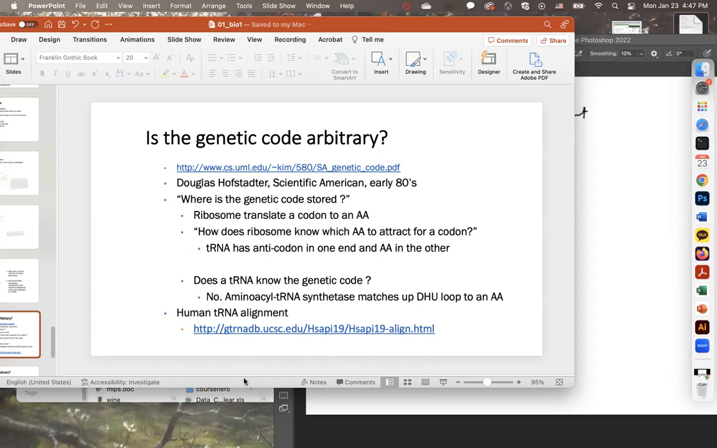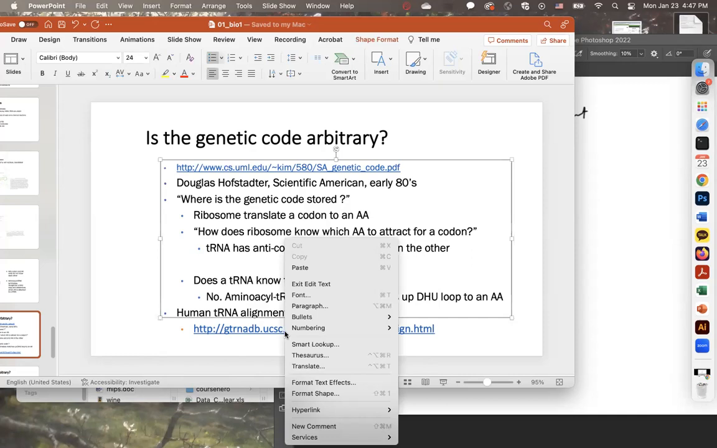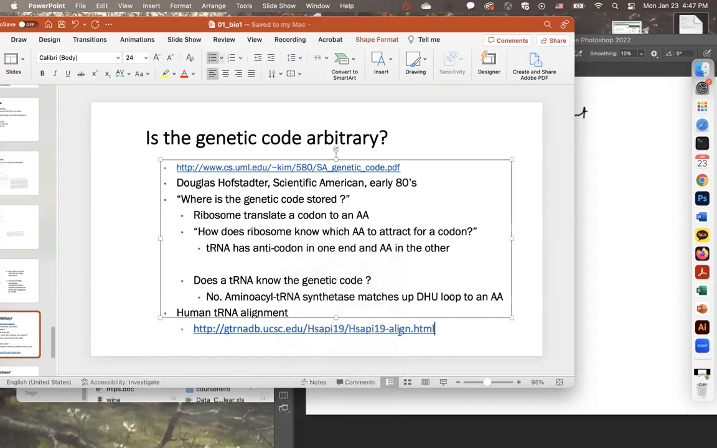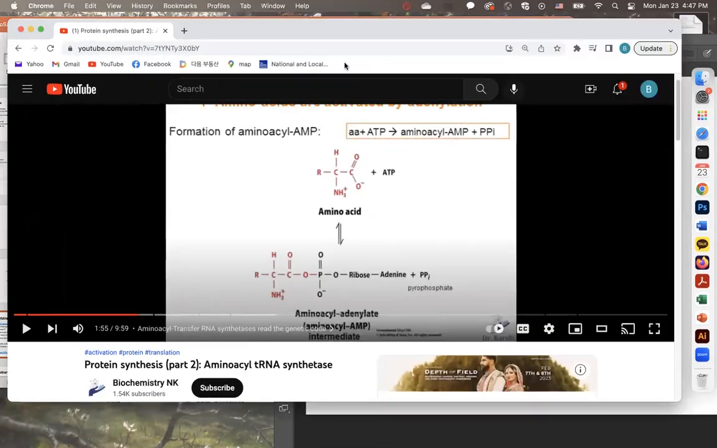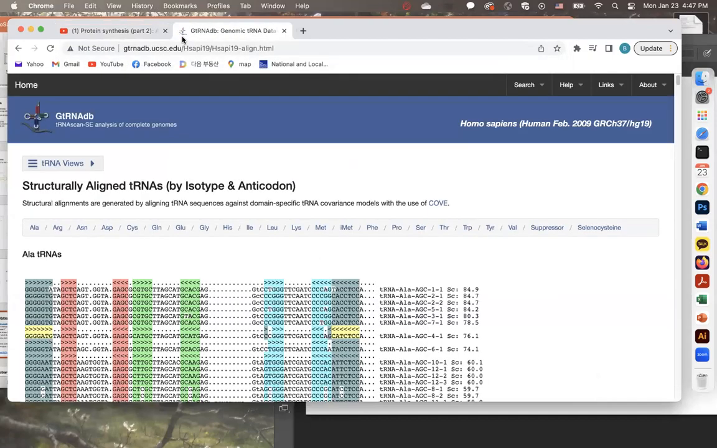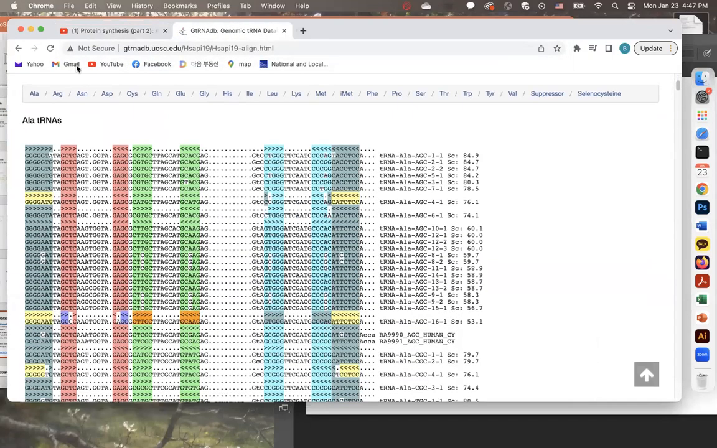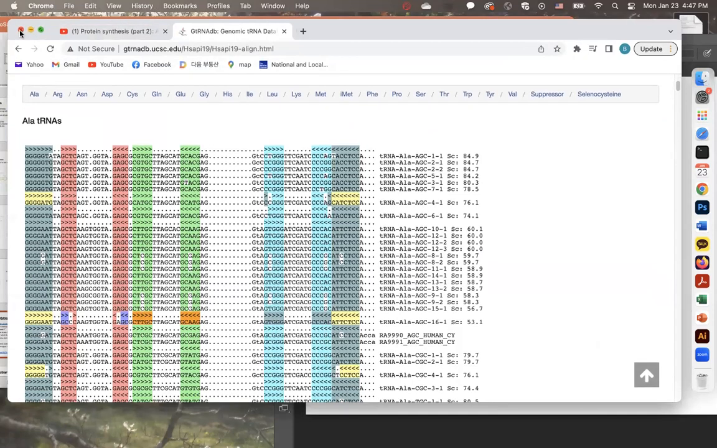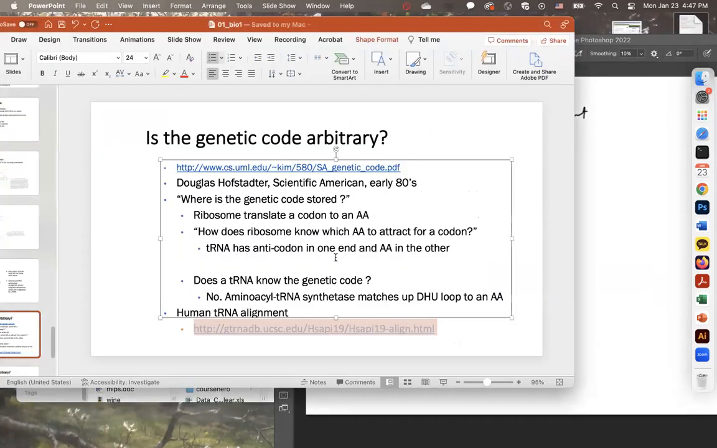And let me take a look at this one. What does it have? Whether this has a more exciting animation or not. So let's try that. No. So it's a transfer RNA sequences. It's not that interesting. Okay.